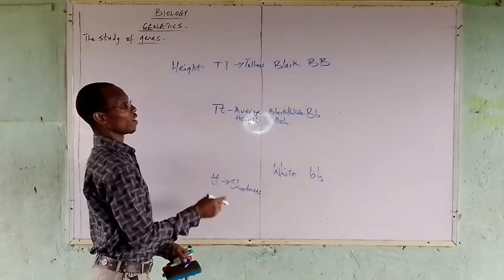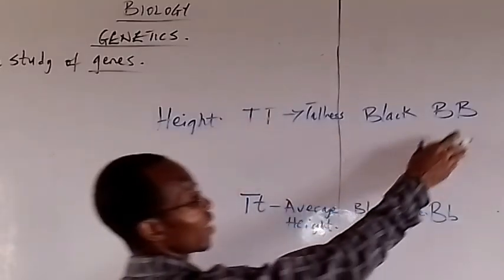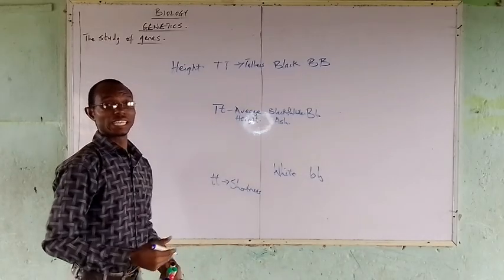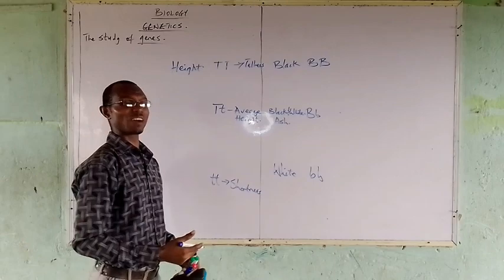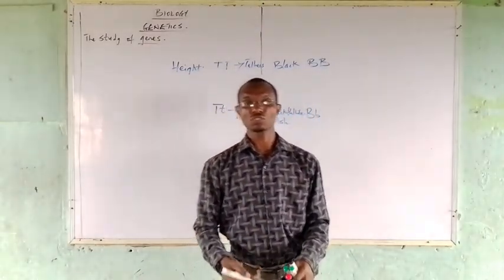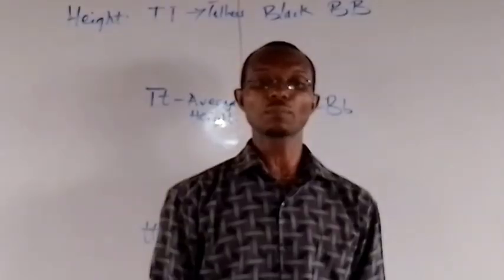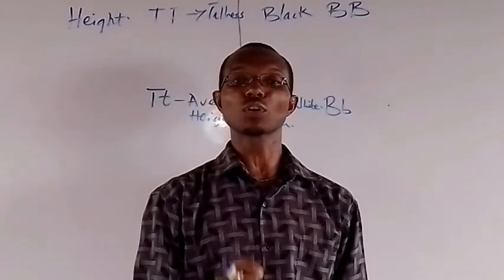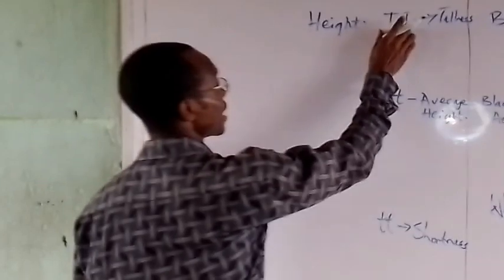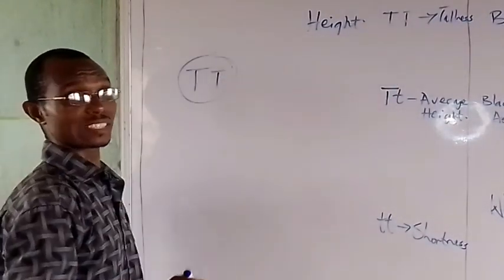So looking at this now, we will notice that here we have capital letters, here also we have capital letters. Whenever we see something like this, it helps us to understand that we have what we call the homozygous and the heterozygous trait. What do we mean by this? When we talk about homozygous trait, we're talking about a particular gene having both of its alleles code for the same thing.